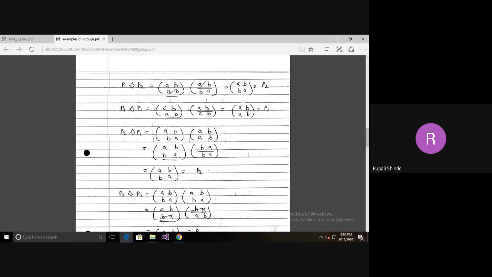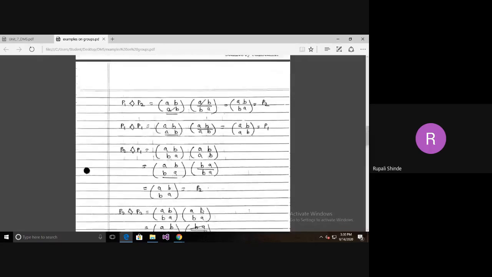Likewise, here we have found the values for all the permutations. I think we have covered this example in the last lecture. Am I right?